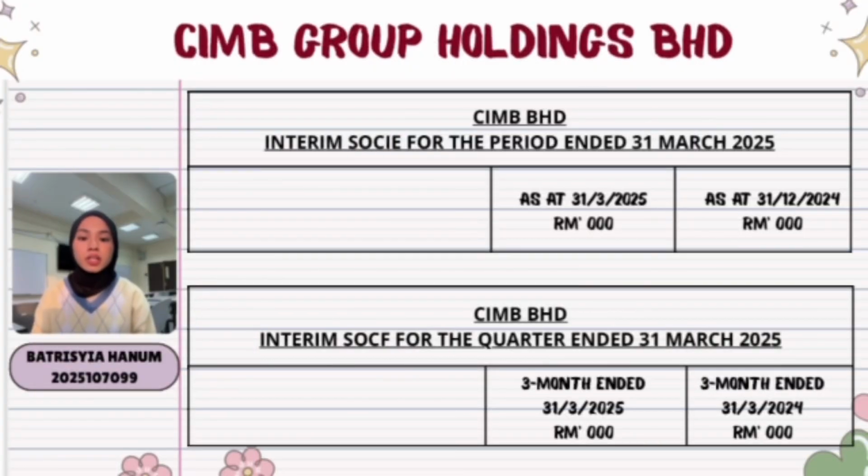Next, we look at the statements that cover a period of time, the interim statement of cash flows and the interim statement of comprehensive income. These statements require a comparison of periods to gauge year-over-year performance. The current interim period is a 3-month period ended 31st March 2025. This is compared against the corresponding period in the previous year, which is the 3-month period ended 31st March 2024. Comparing the same quarter provides an apples-to-apples view of how CIMB's profitability and cash generation have changed over the year, free from seasonal effects.